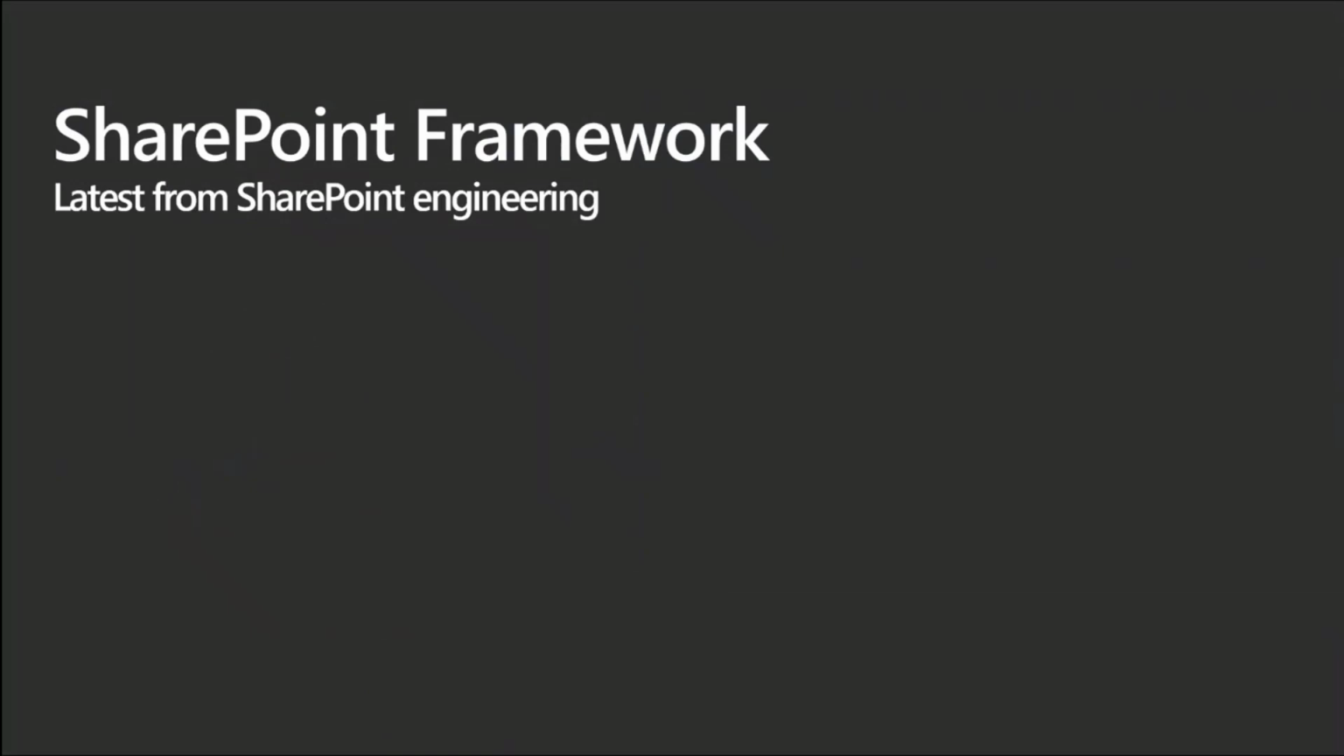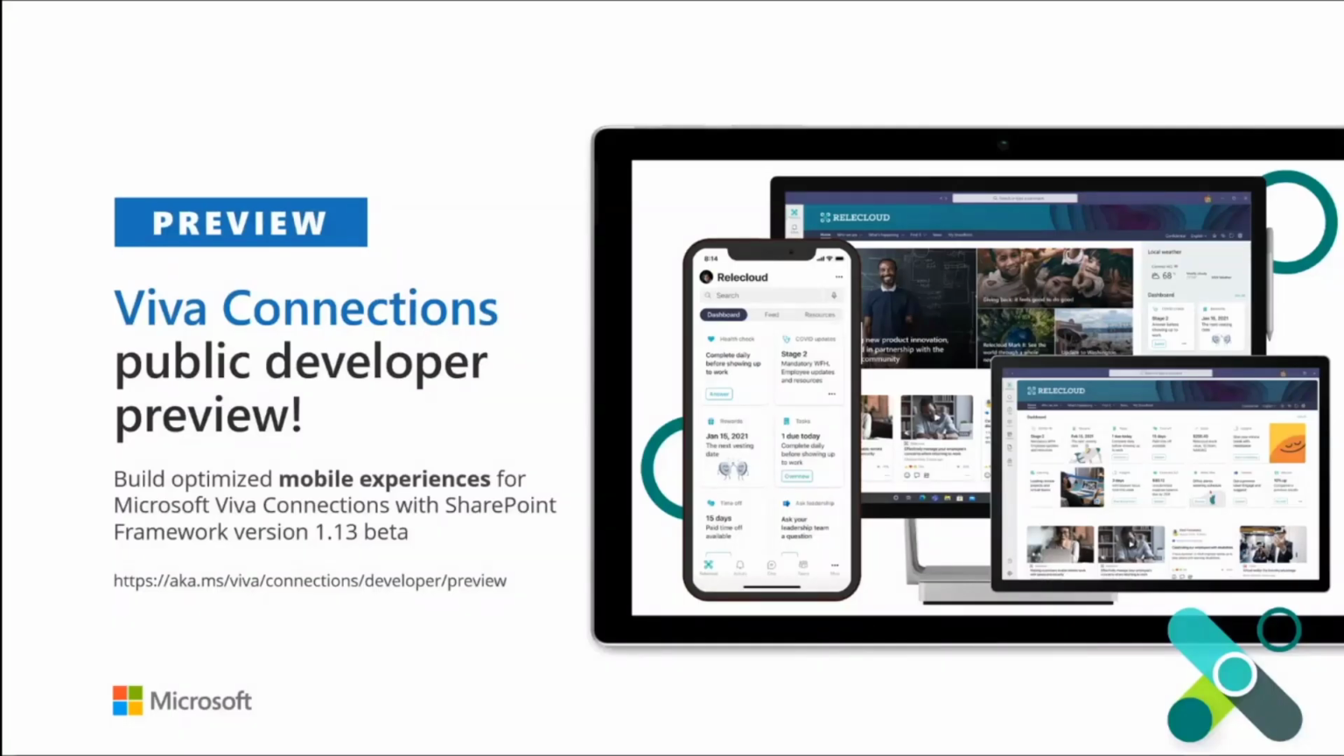And then, updates around SharePoint Framework. I will be Vesa today, and want to remind folks there is a Viva Connections public developer preview. You used to have to sign up, but that is all over. So you can go to aka.ms/viva/connections/developer/preview, and that will give you access to what is now a public beta of the Viva Connections framework, or Viva Connections developer framework, and still figuring out how to talk about it exactly, but it's really exciting.